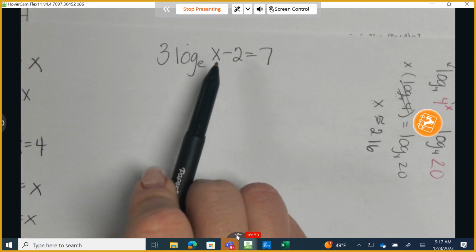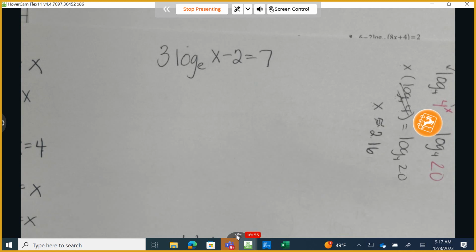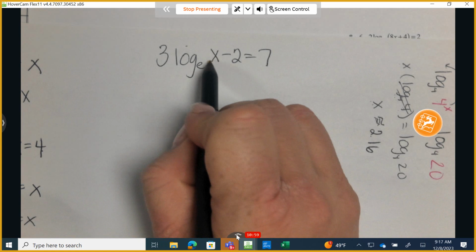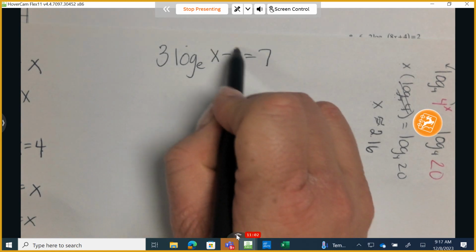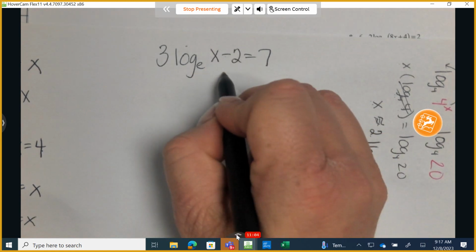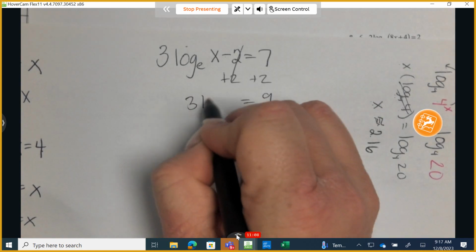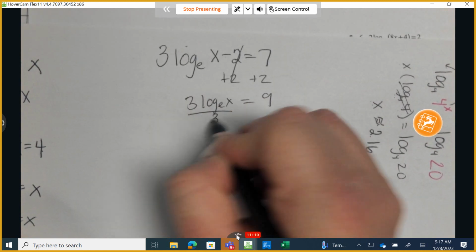So when we go about solving for x, we're going to do PEMDAS backwards. So I'm going to start by adding or subtracting first. This is not in parentheses. This -2 is not connected with the x. So I'm going to add 2 to the opposite side. I'm going to divide by 3.